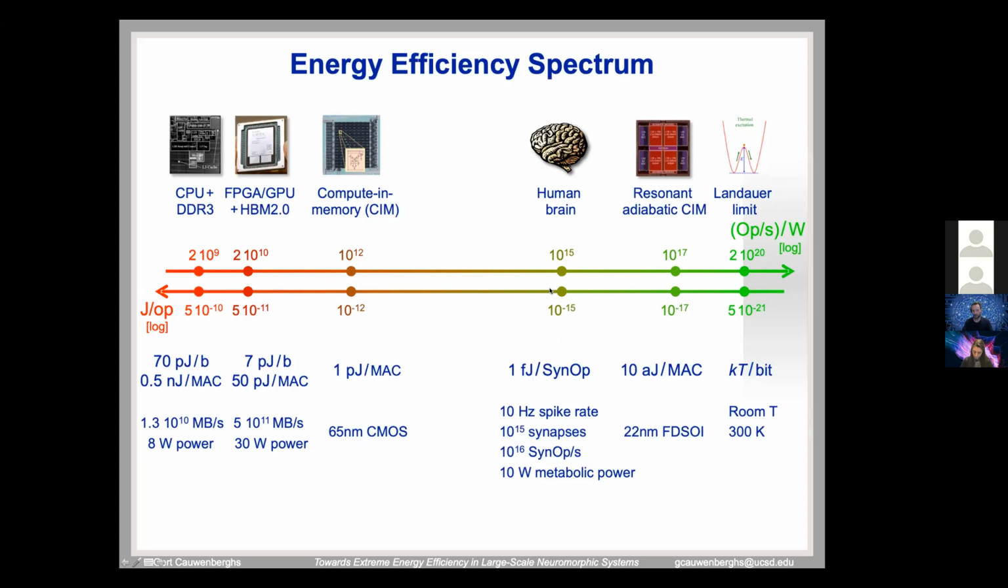In fact, I should mention, where does this 1 femtojoule per operation come from? It's just a very simple observation. We have 10 to the 15 synapses, and neurons are active on average at about 1 to 10 hertz, let's say 10 hertz. So each synapse is activated 10 times per second. So 10 to the 15 synapses will give you 10 to the 16 synaptic operations per second happening in the brain. And that's the bulk of the computation.